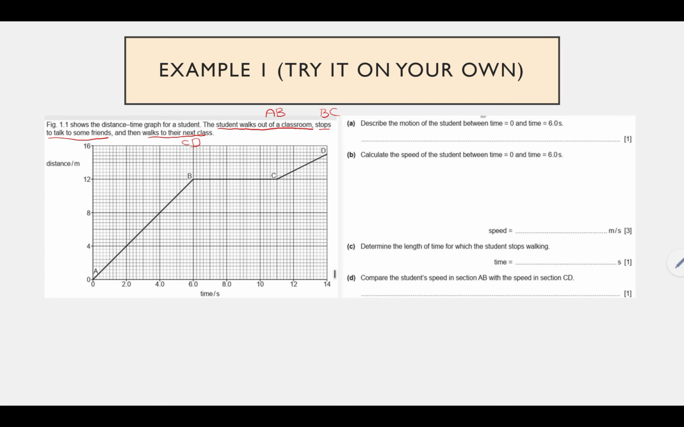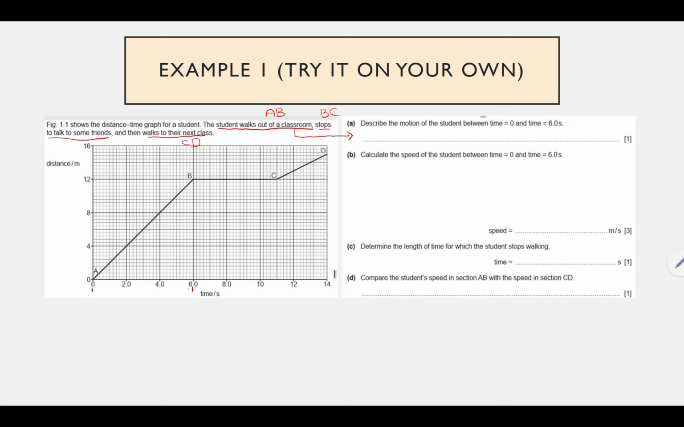Okay, now let's read the questions now that we've analyzed our graph. Describe the motion of the student between time 0 and time 6. So from here all the way to 6, which means A to B, we're going to write student walks out of a classroom. Okay, so it's this one.